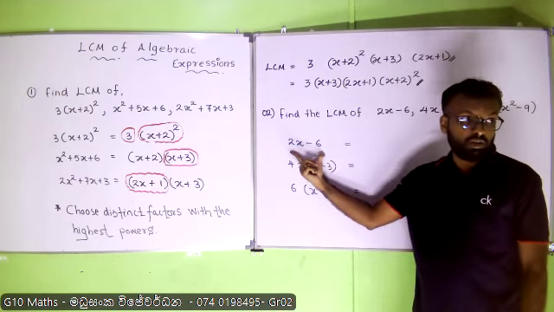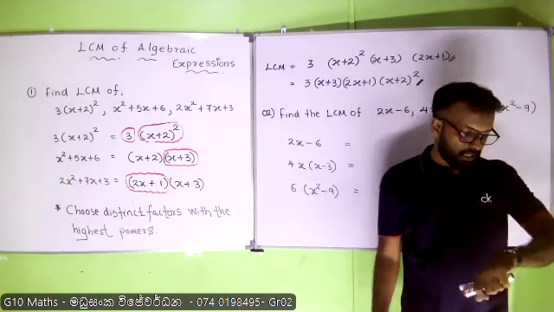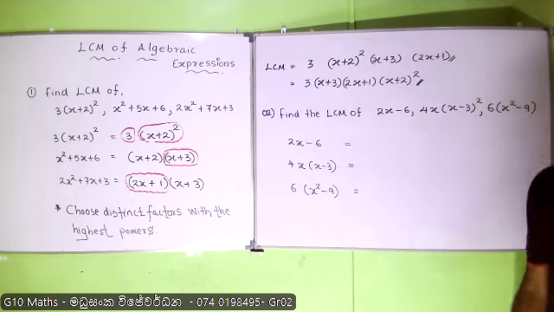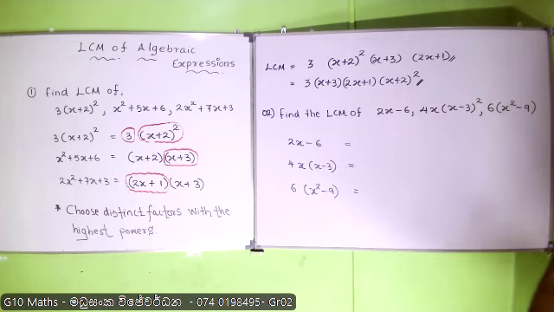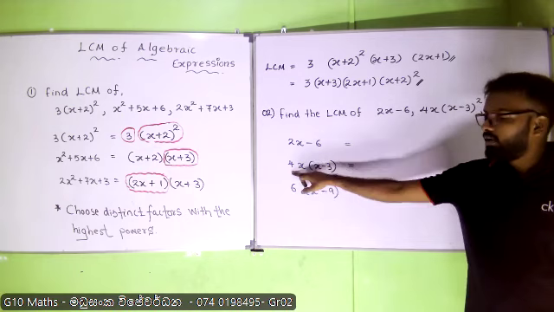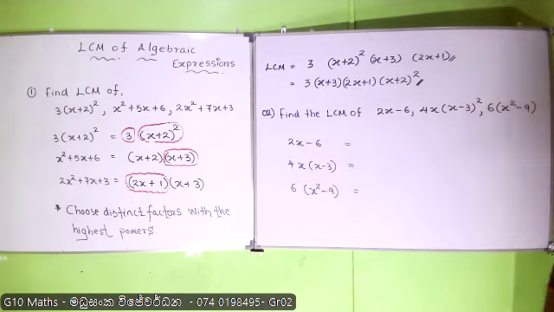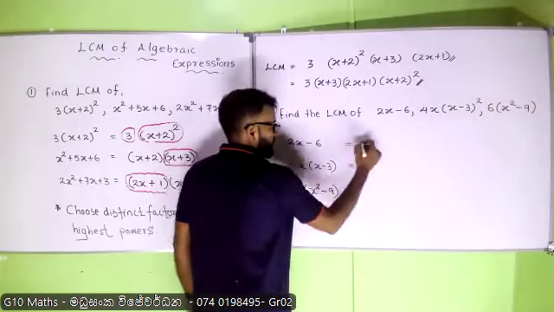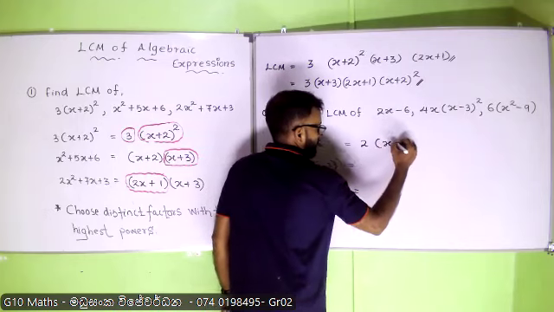Factorization of this. Tell me, 2x minus 6. Put it to the chat. Factorize 2x minus 6. Take the common term out. Is it hard? This part is okay, but for 4 you need to factorize. So you can factorize this as 2 times x minus 3.